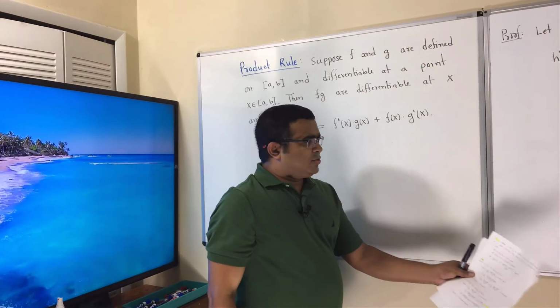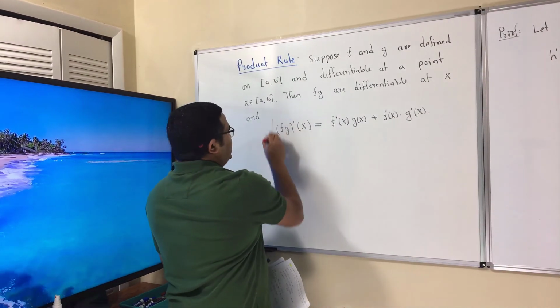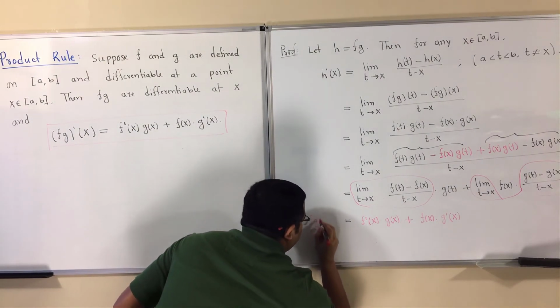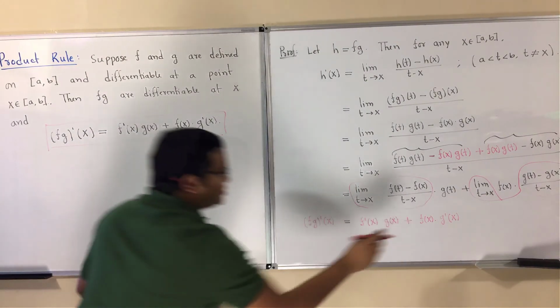So this is the product rule. This is what we need. (fg)' of x equals this one.